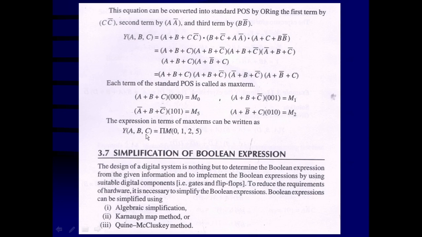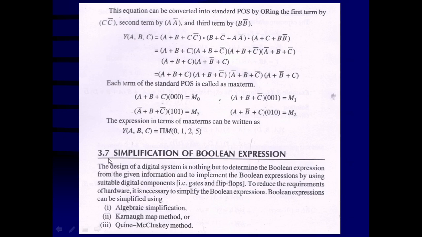Y is a function of ABC, equal to capital Pi M, where capital M stands for max terms, starting from the lowest one: 0, comma 1, then comma 2, then 5. So this way the max term and min term can be represented.